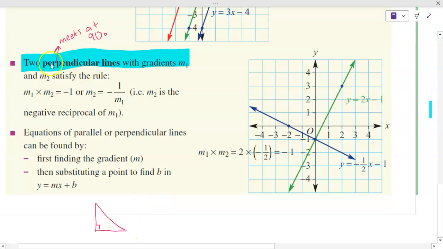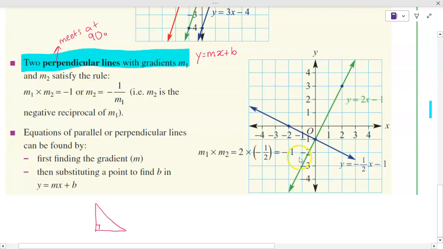So we can look at equations of the form y equals mx plus b and decide if those lines are perpendicular, but it's doing a little bit of a play around with the m's in front of our lines. The blue part here says two perpendicular lines with gradients m1 and m2 satisfy this rule: one gradient, m1, times another gradient, m2, will equal minus 1. Or you could write it as m2 is minus 1 over m1.